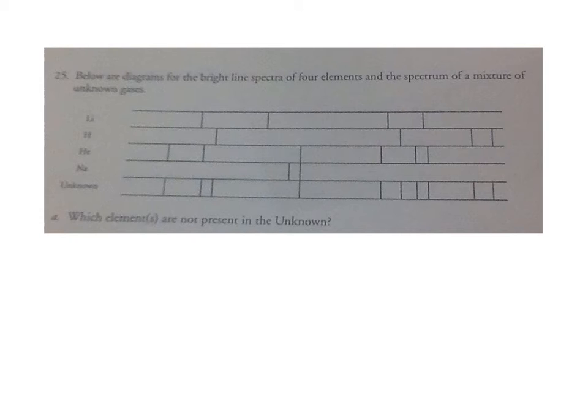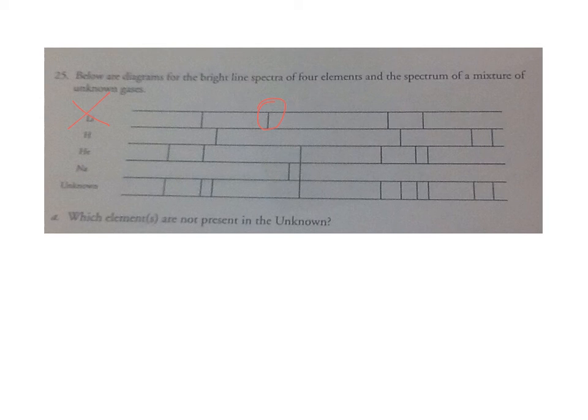Okay, so we've got this unknown. If the element is in the unknown, it will have lines at the same spots, right? Because it's unique. So look at lithium. Is there a band in lithium that is not in the unknown? Yeah, there's 4 of them. One of them is pretty obvious, right? This one definitely is not in the unknown. So our unknown does not contain lithium.